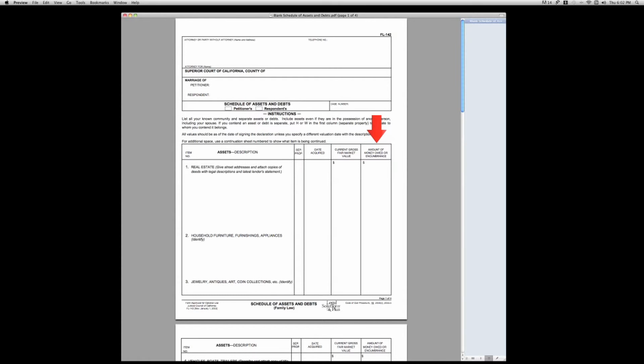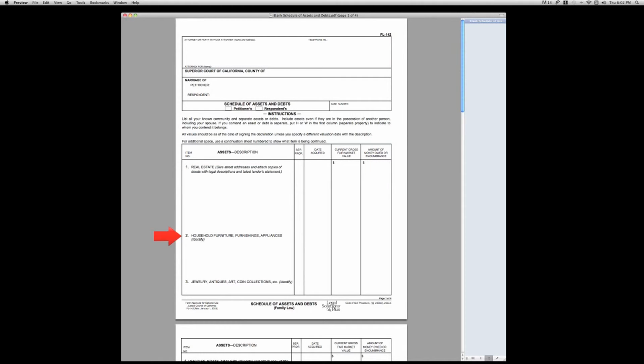Now, let me move back to this italicized text here, which asks for attached copies of the deeds with legal descriptions and latest lender's statements. If you want to comply with the language on the form and you don't have a deed lying around with a legal description, these are easily obtained typically from the county recorder's office in the county where the property is situated. You can usually obtain that online for a very modest fee, usually no more than a few dollars, less than 10, often less than $5.